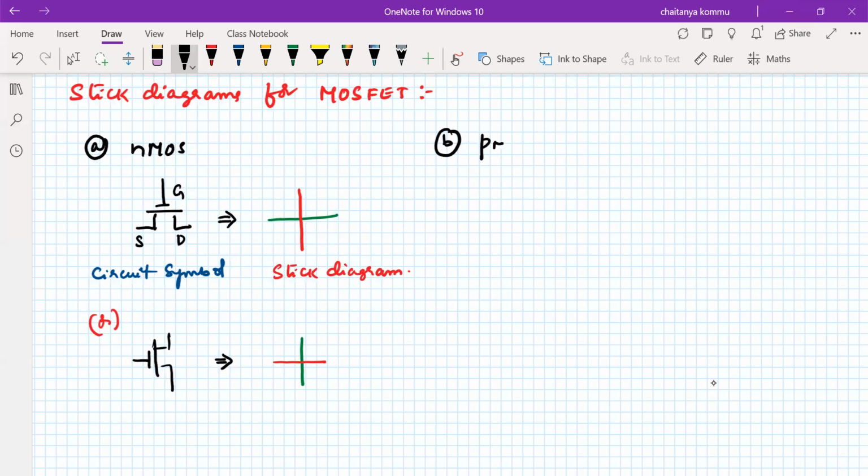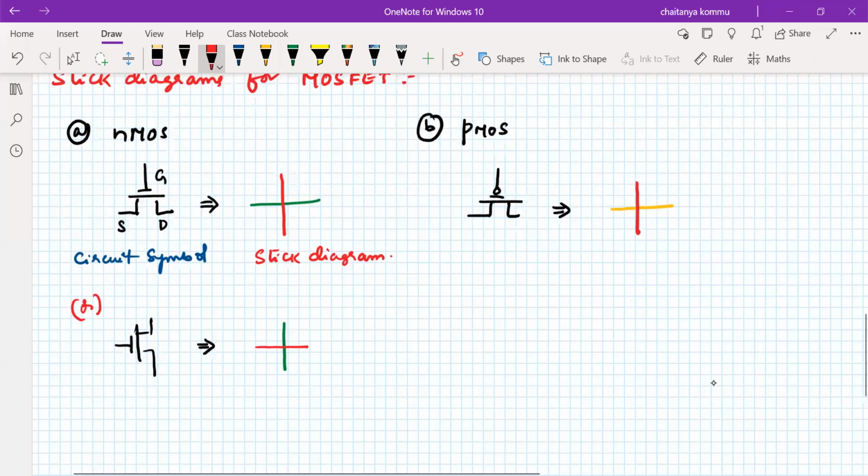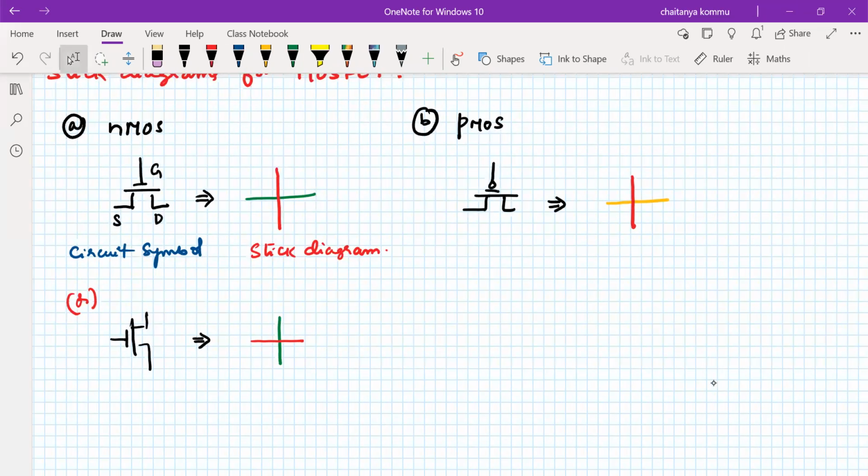Okay. Similarly, let us write for PMOS. How will the PMOS look? Something like this. It has a bubble that we normally use. In the stick diagram here, we have to use yellow color, and we have to use a red line over there. In the examination also, we have to use these colors. Please remember. Otherwise, you can change the orientation and write it that way also. That one is also possible.